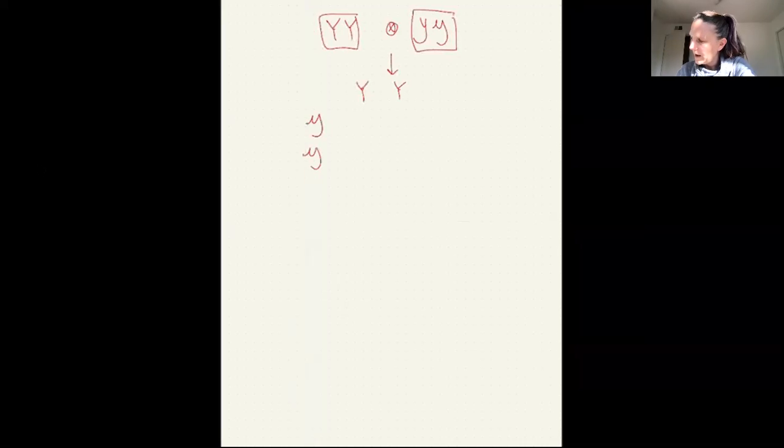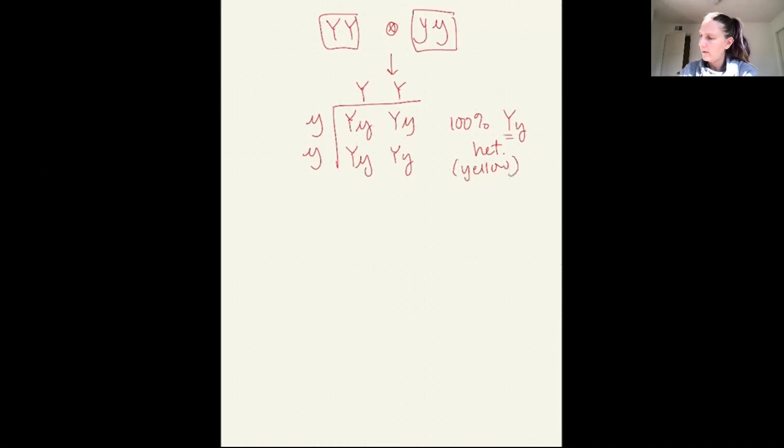So I'm just going to draw this out. So we had big Y crossed to little y. And again, if we do that Punnett square, I always make my little letters cursive so I can tell the difference. All right. So if we do this, what you'll see is that we're going to get 100% heterozygous, big Y, little y. And those are going to be also 100% yellow because we have that big Y there, right? So these were yellow and these were green.